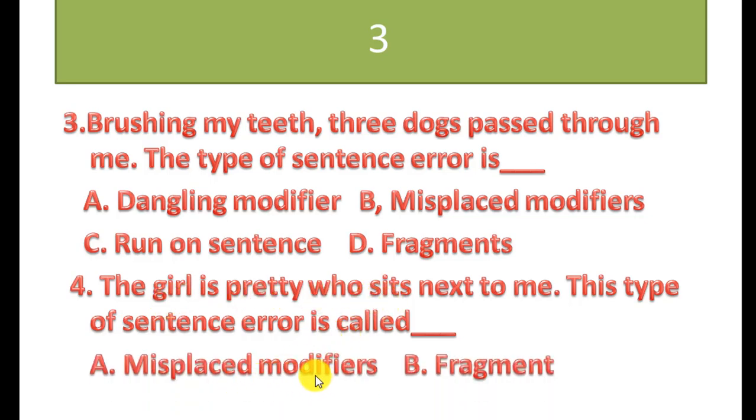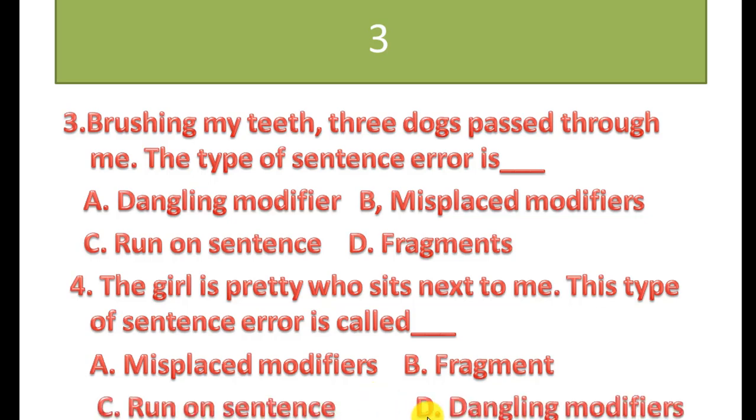So look at the options: misplaced modifier, fragment, run-on sentence, and dangling modifier. What do you think of the answer here? As I told you before, misplaced modifiers are placed in the wrong place. Who sits next to me is the girl, so you can write like this: The girl who sits next to me is pretty. I will repeat once. The girl who sits next to me is pretty. Who sits next to me is a modifier. It modifies the subject, the noun phrase, the girl. But it is placed far from the word it modifies. So the sentence error is misplaced modifier.